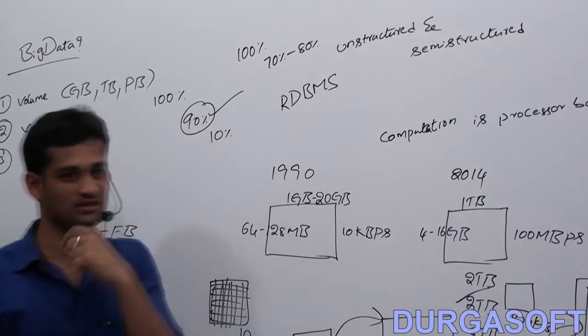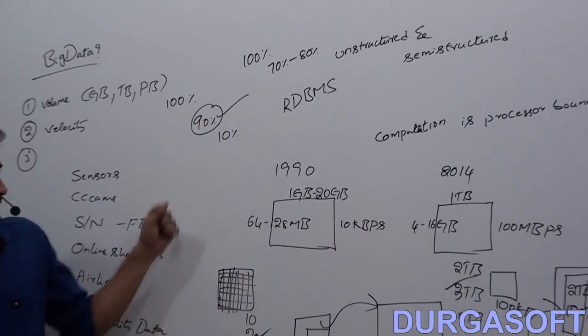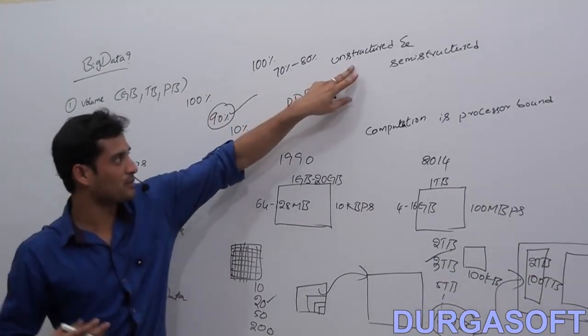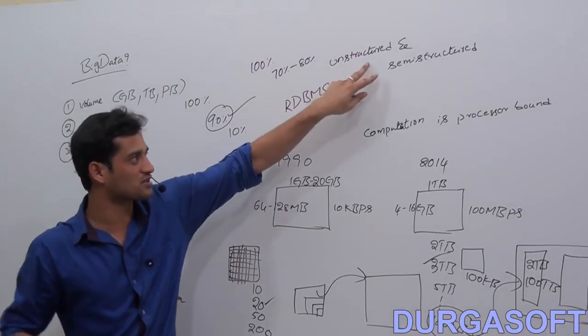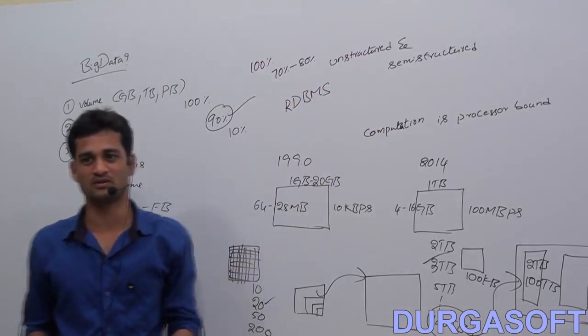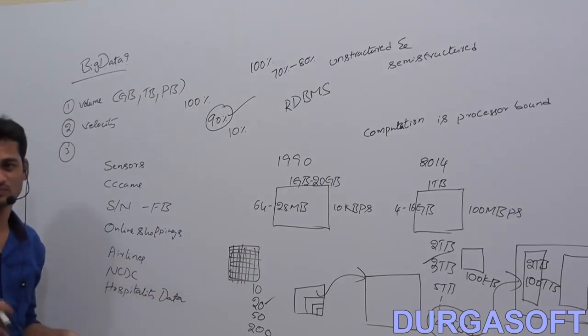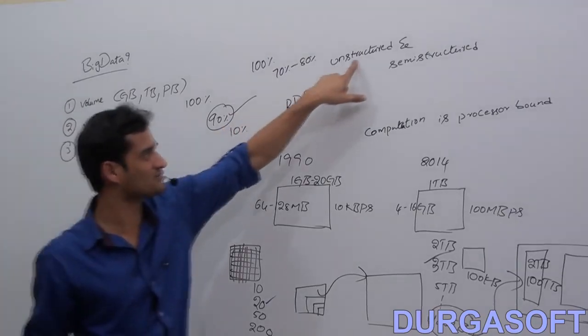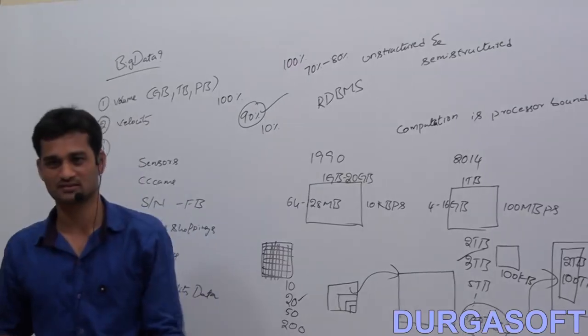Unstructured and semi-structured data. Obviously that data may be structured, unstructured, or semi-structured, whatever it may be. So you have to store that and process that. Sir, how are we getting this unstructured data? Is there any example? Yes, exactly.